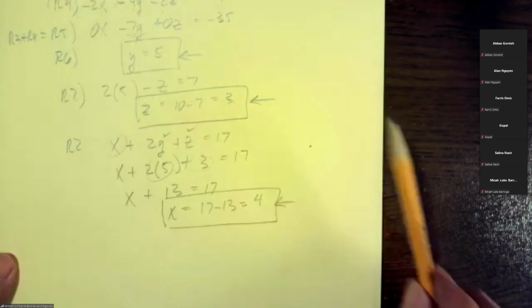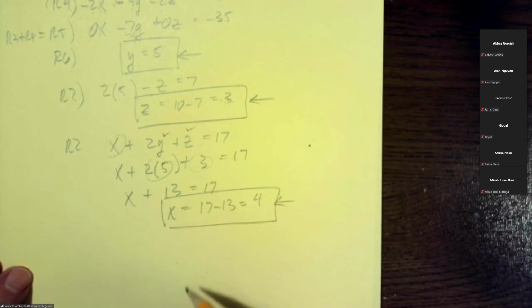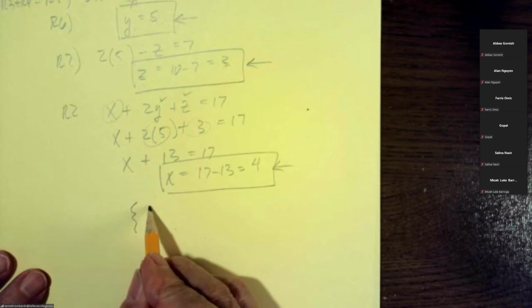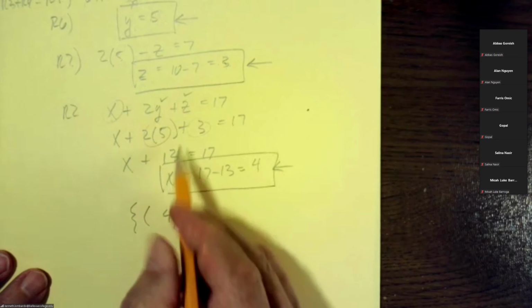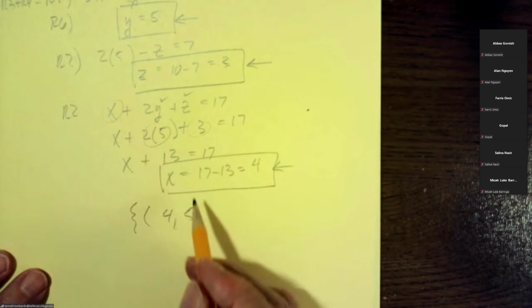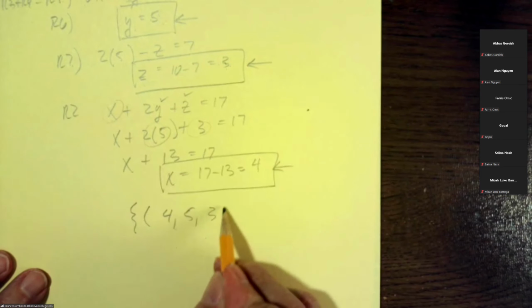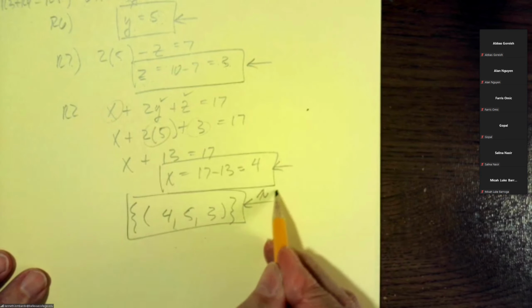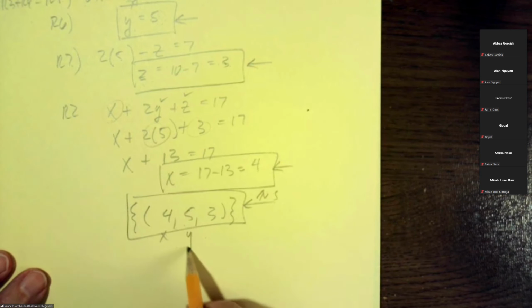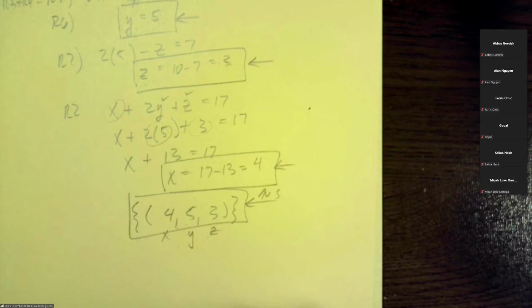Okay, we could use equation 3 if we wanted to. They all should work. Okay, so the solution set that we come up with then is x is 4, y is 5, and z was 3. So here's our solution set here, 4, 5, and 3 for x, y, and z. Questions?